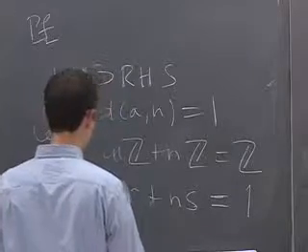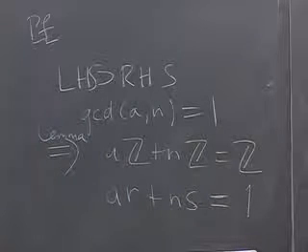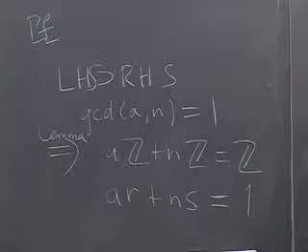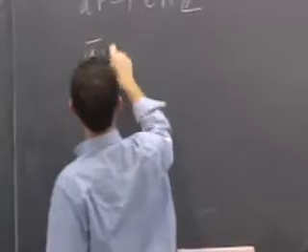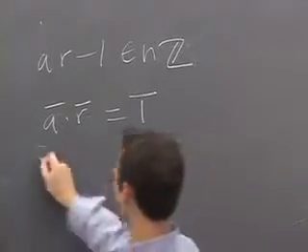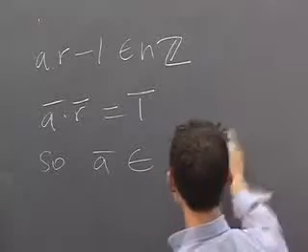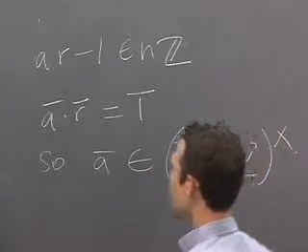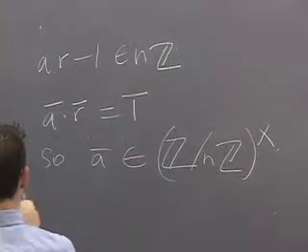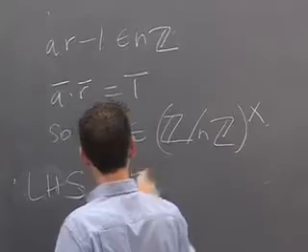So why is this significant? Well, this tells us that ar minus 1 is in nZ, or put another way, a-bar times r-bar is 1-bar. So a-bar is certainly in (Z/nZ)*. Now, the converse is very, very similar. So, left-hand side contained in right-hand side.